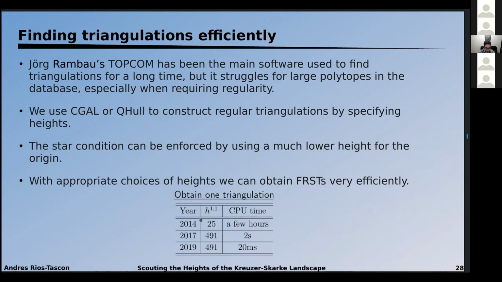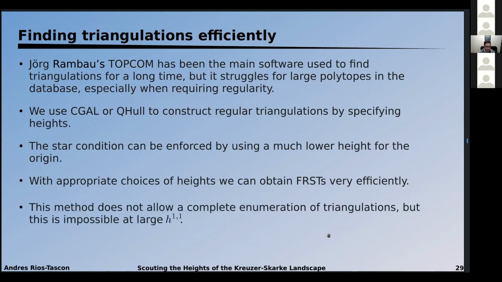So here's a comparison. Whereas in 2014, for H11 of 25, it would take a few hours to find a triangulation, now we can find the triangulation at the largest H11 of 491 in about 20 milliseconds. So that's quite an improvement. The only disadvantage of this method is that we can't completely enumerate all of the triangulations as you would be able to do with TOPCOM. But since triangulations grow exponentially with H11, this would be impossible with TOPCOM, so this is not much of an issue.